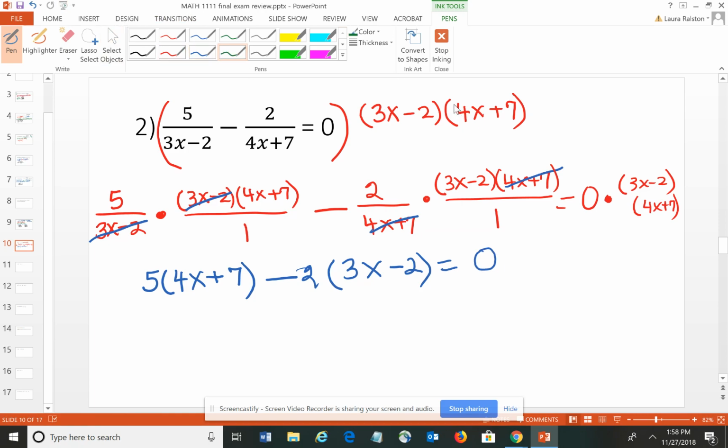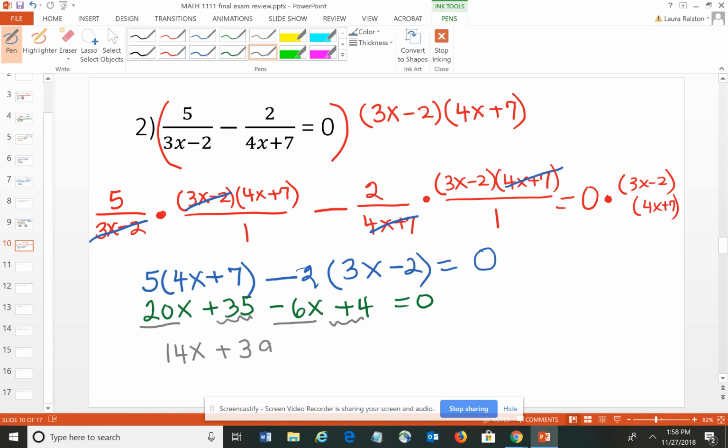Then I'm going to go back and distribute and collect like terms, because what I've accomplished at this point is I have eliminated the fractions. So I have 20x, I'm distributing, plus 35. Okay, be careful, watch the minus sign. Minus 6x plus 4 equals 0. I'm going to combine like terms. So 20x minus 6x is 14x. 35 plus 4 is 39, and that equals 0.